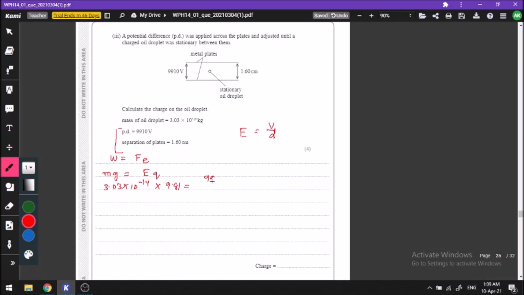So our V is 9910 and our D is 1.6 centimeter. We have to convert this to meter, mind it. So 0.0160, that is our E, V by D. And finally we have to multiply the charge. The charge is what we're actually finding, right? So the charge is unknown, and our charge will turn out to be 4.8 times 10 to the power minus 19 coulombs.